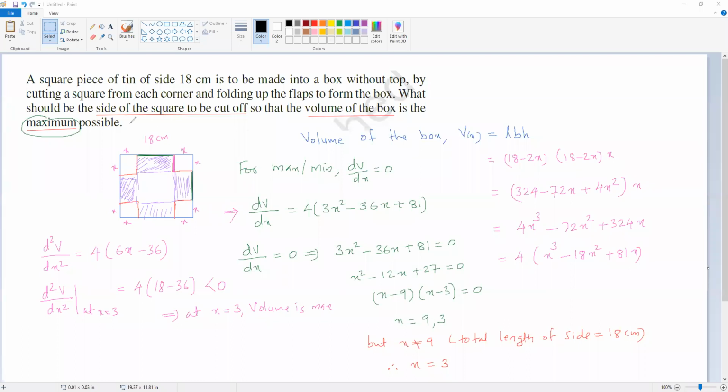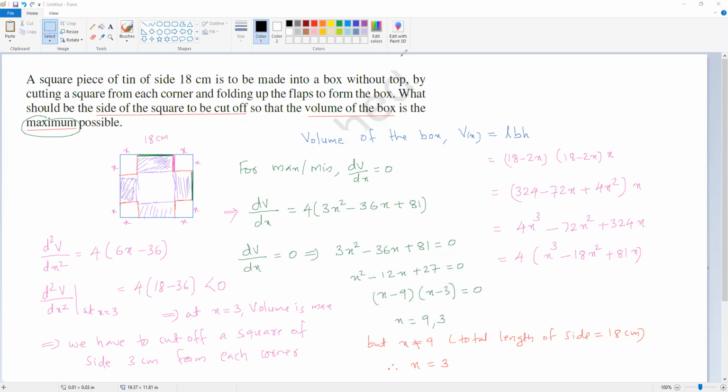First question, what should be the side of the square to be cut off. So that means we have to cut off a square of side 3 centimeter from each corner.